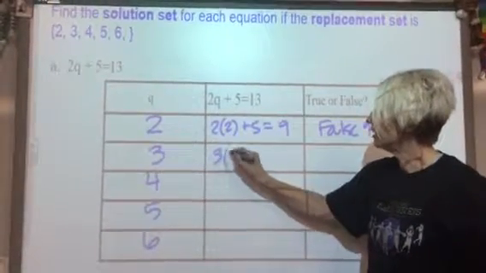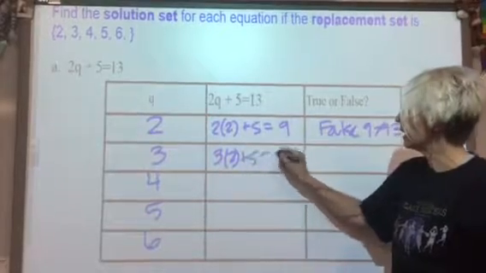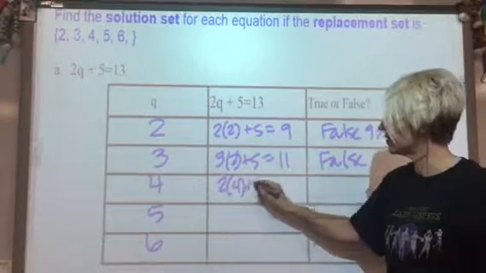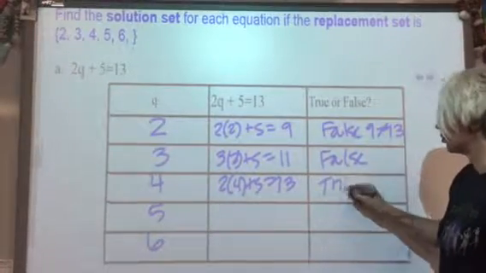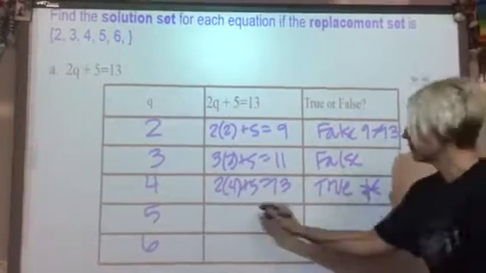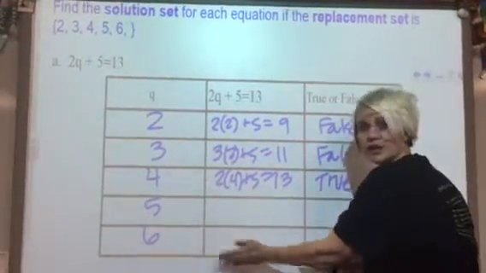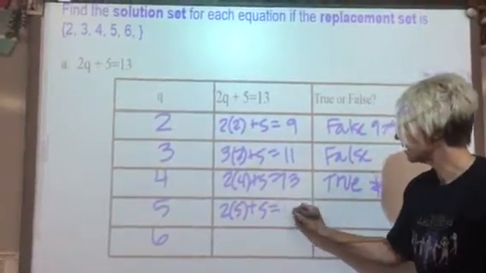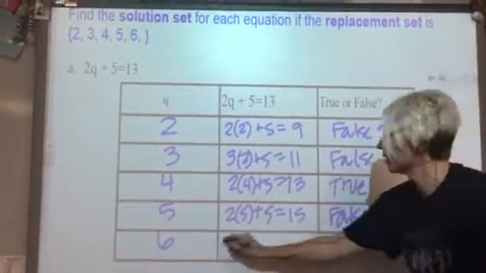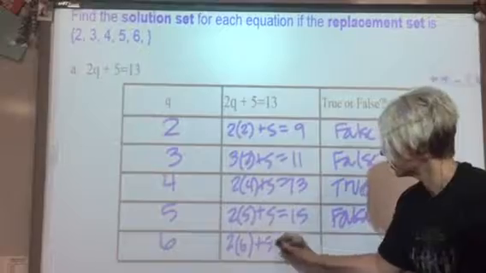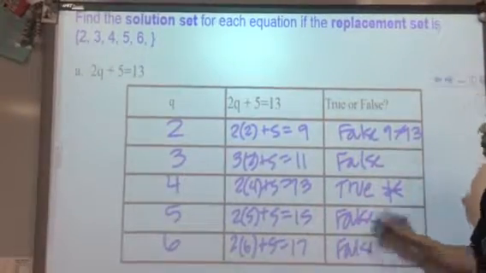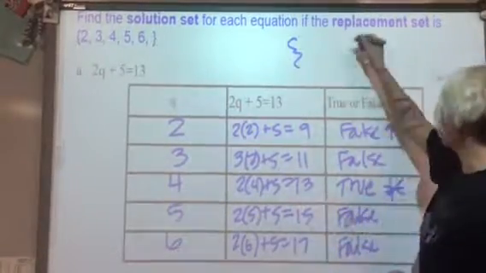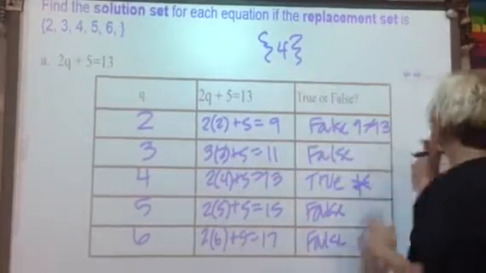3 times 2, I wrote that backwards, is 11, and that is false. Here I have 2 times 4 plus 5, which is 13, so this is the true. This one is 13 equals 13. But you may want to stop here, but we do have to go on and check the other replacement values and show whether they work or not. So 2 times 5 plus 5 is going to be 15, which is false. And 2 times 6 plus 5 is going to be 17, which is false. So your solution set would just be the 4 because that is the only value that worked. So we would have a solution set with the 4.